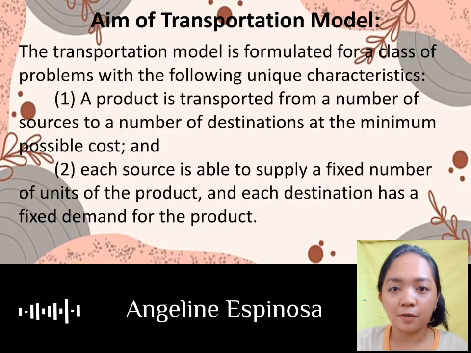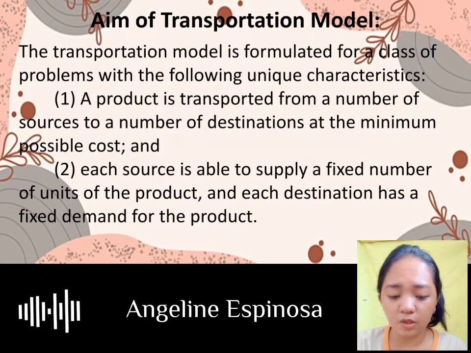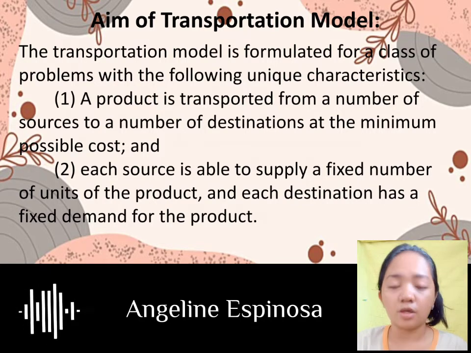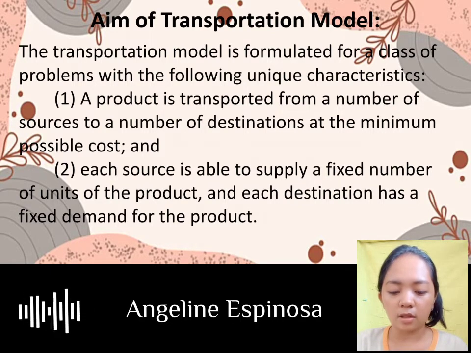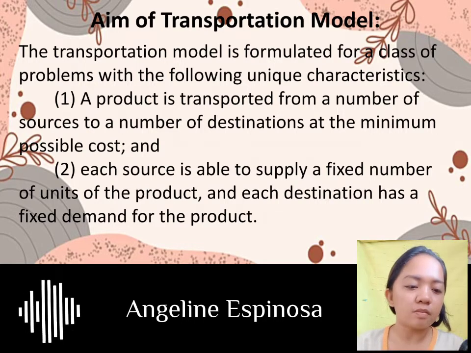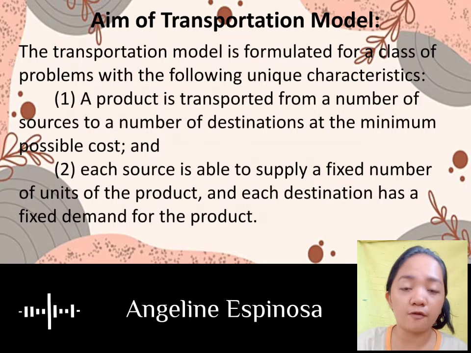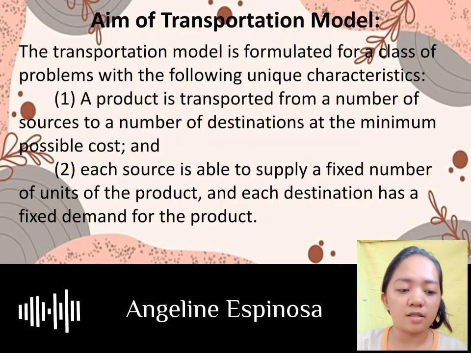Meaning of transportation model. The transportation model is formulated for a class of problems with the following unique characteristics. The first one is a product is transported from a number of sources to a number of destinations at the minimum possible cost. The second one, the last one, each source is able to supply a fixed number of units of the products, and each destination has a fixed demand for the product.